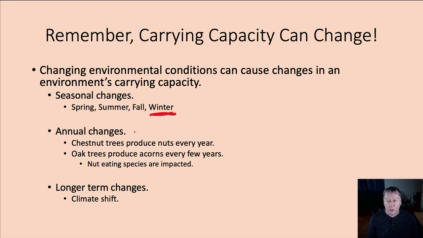You also have long-term changes like climate shift. As climates change, what species are present and their abundance can shift, which will impact other species that rely or interact with those original species.